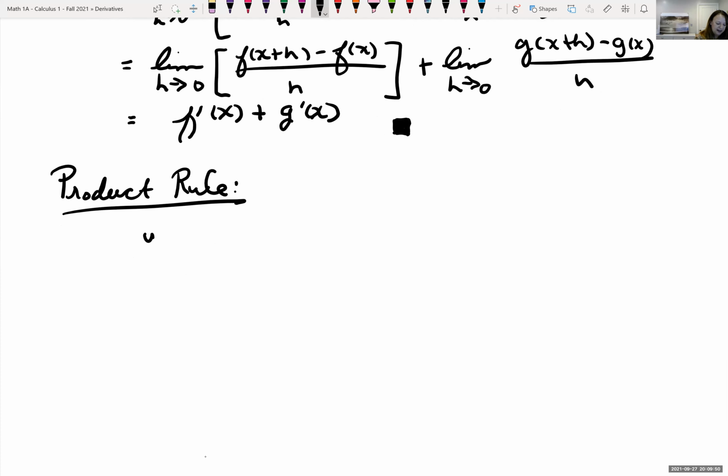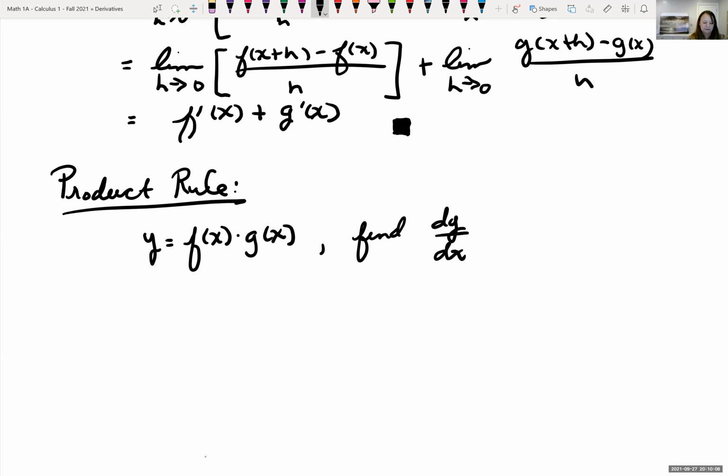Okay, so let's define y to be the product of two functions. Again, let's just call them f of x and g of x. So y equals f of x times g of x. And let's find the derivative of y. So one way to write that is dy/dx.